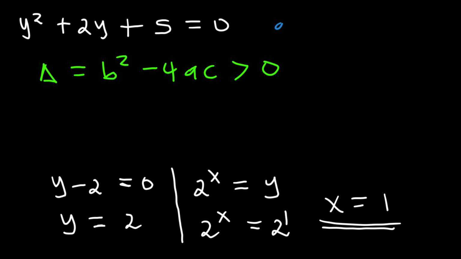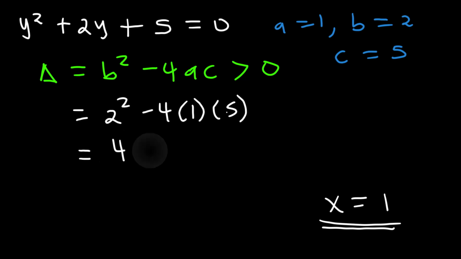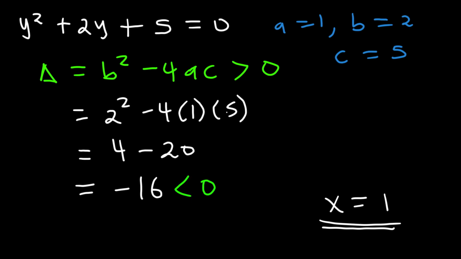In this case, a will be equal to 1, b will be equal to 2, and then c will be equal to 5. So we shall have b to the power of 2, which will be 2 to the power of 2 minus 4, and then times 1, and then times c, which is 5. This will give us 2 to the power of 2 will be 4 minus 4 times 5, which is 20. And so this will be equal to negative 16. Now, since negative 16 is less than 0, this means that there are no real values. Therefore, x equals 1 is the answer.